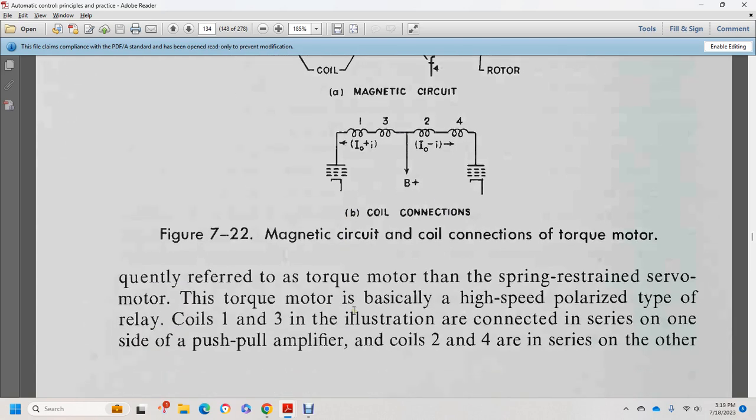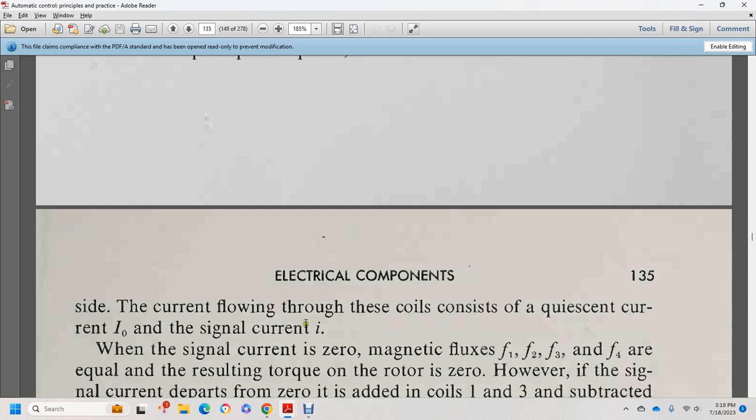Consequently, the torque motor, with spring restraint, is basically a high-speed polarized type of relay. Coils 1 and 3 are connected in series on one side of the push-pull amplifier, and coils 2 and 4 in series on the other side, with the current flowing through these coils being the quiescent current I0 plus the signal current I.